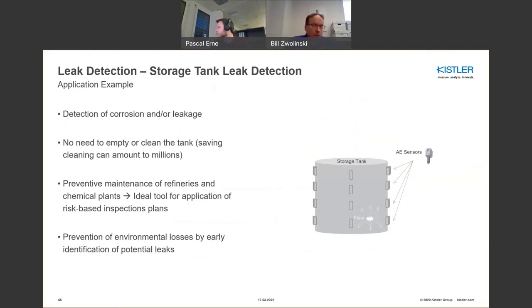In another storage tank event, you put acoustic emission sensors around the tank, and you can measure, say from an environmental safety perspective, tanks of oil or gas leaking would be hazardous to the environment. So having the means of detecting that is absolutely environmentally conscious.